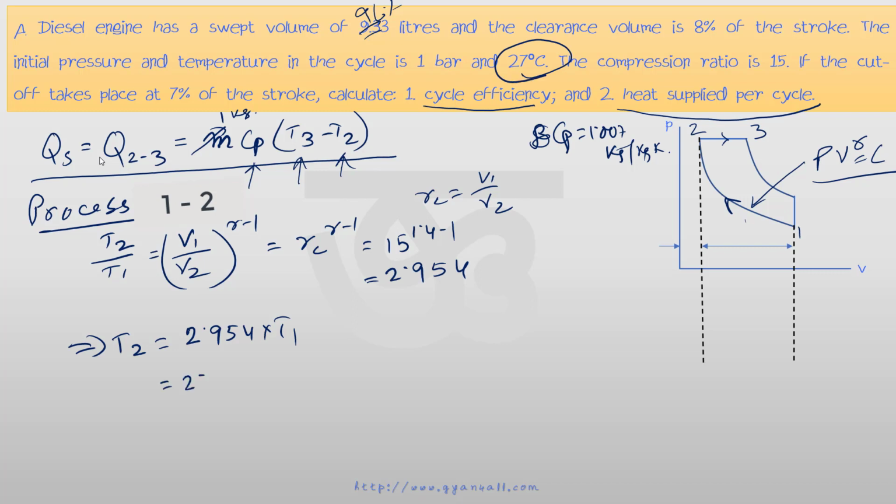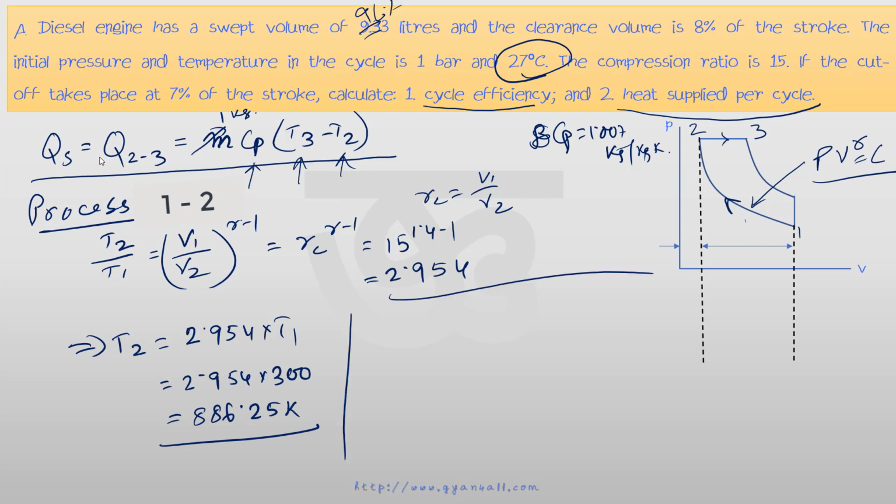So from this we will get 2.954 into 300, and that is equal to 886.25 Kelvin. We have to find out the temperature T3 now. Now to find the temperature T3, we have to consider the process 2-3, and process 2-3 is a constant pressure process. So for process 2-3, we will apply this law.